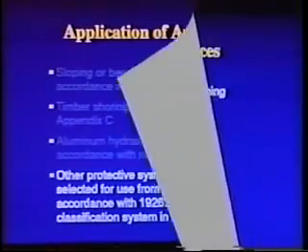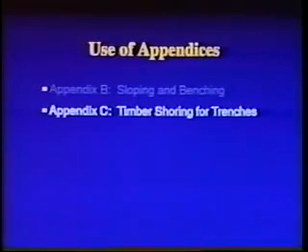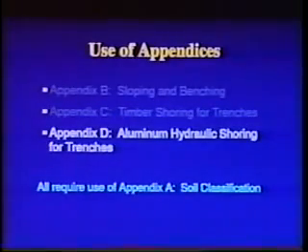To restate, use of Appendix B, sloping and benching, Appendix C, timber shoring for trenches, or Appendix D, aluminum hydraulic shoring for trenches, all require the use of Appendix A, soil classification. Indeed, any protective system based on the use of the soil classification system presented in Appendix A must meet all the requirements of that appendix.